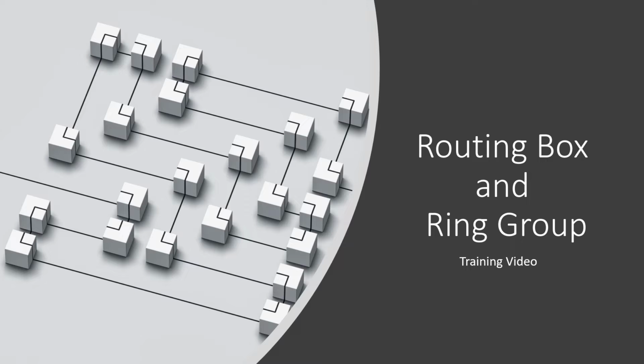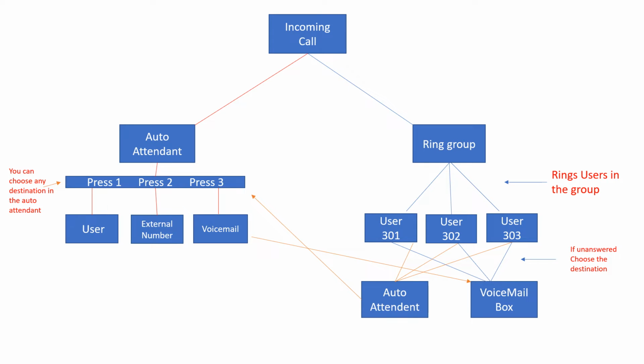In this video, I will be going over setting up a routing box and a ring group. A routing box is simply a user that is used to route your incoming calls. For example, you can set whether you want incoming calls to ring to a user, or a group of users. This is also referred to as a ring group.